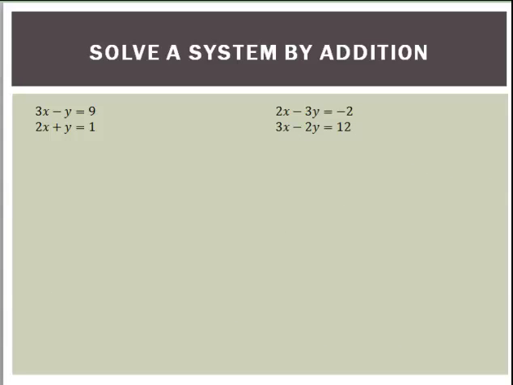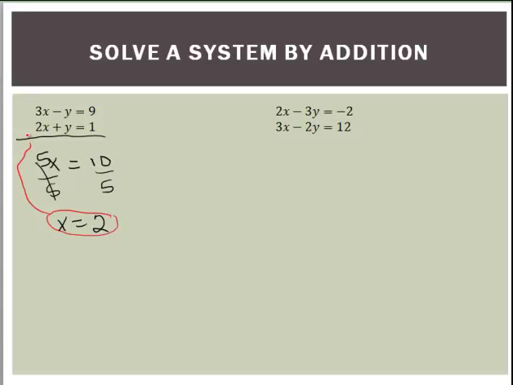So the third way we're going to learn is by addition. Now this is a mathematician's favorite way to solve a system of equations. Let's look at the first one. If I were to just simply add these two equations together, what would happen? 3x plus 2x is 5x, negative y plus y is 0, and 9 plus 1 is 10. Divide by 5, and you already have x. Pretty cool, huh?